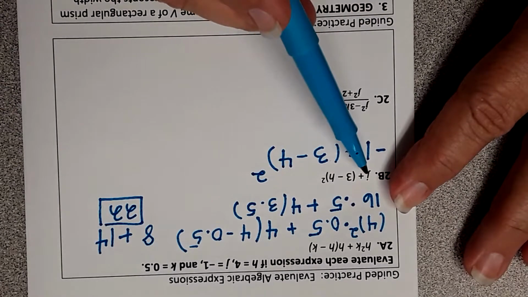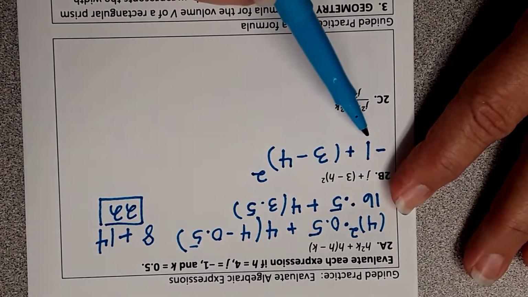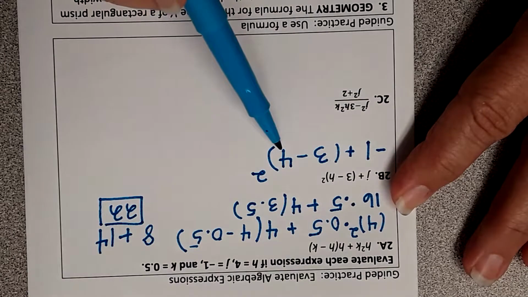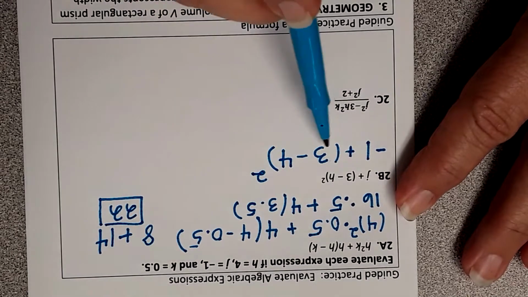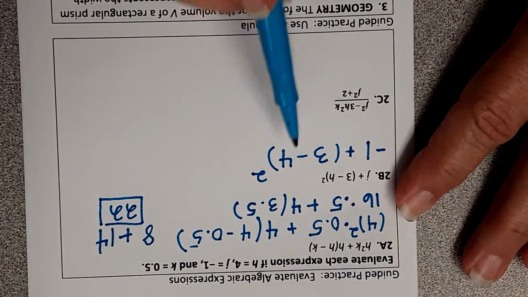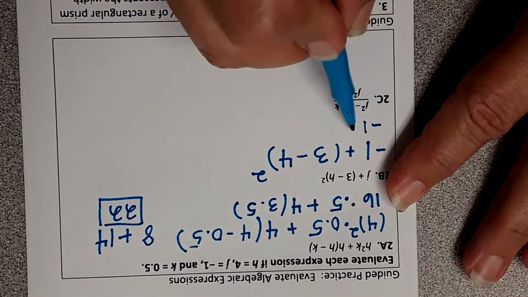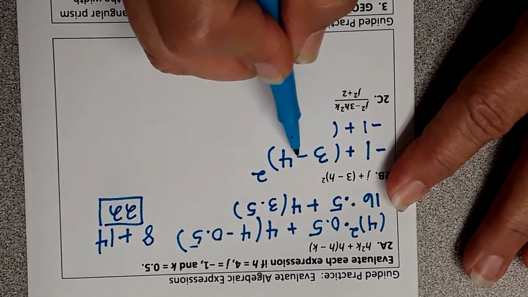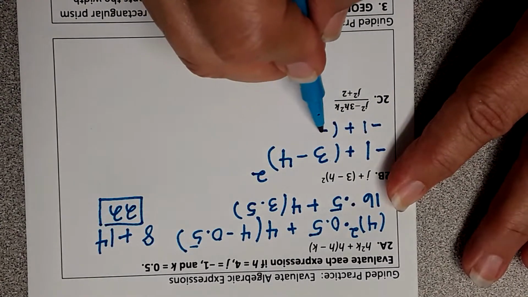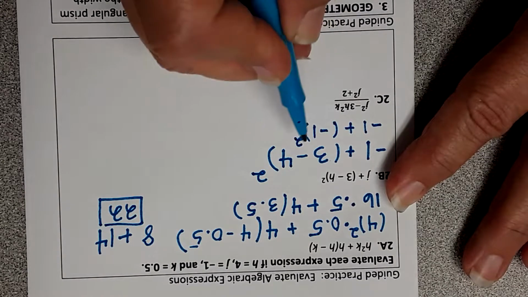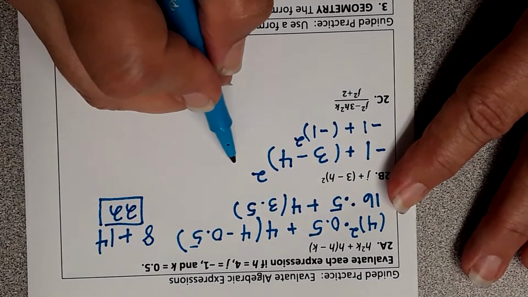Okay, so I replaced the J with -1. I replaced the H with 4. We're going to do what's inside the parentheses first. So I have -1 plus 3 minus 4 is -1. And then I'm going to do the -1.